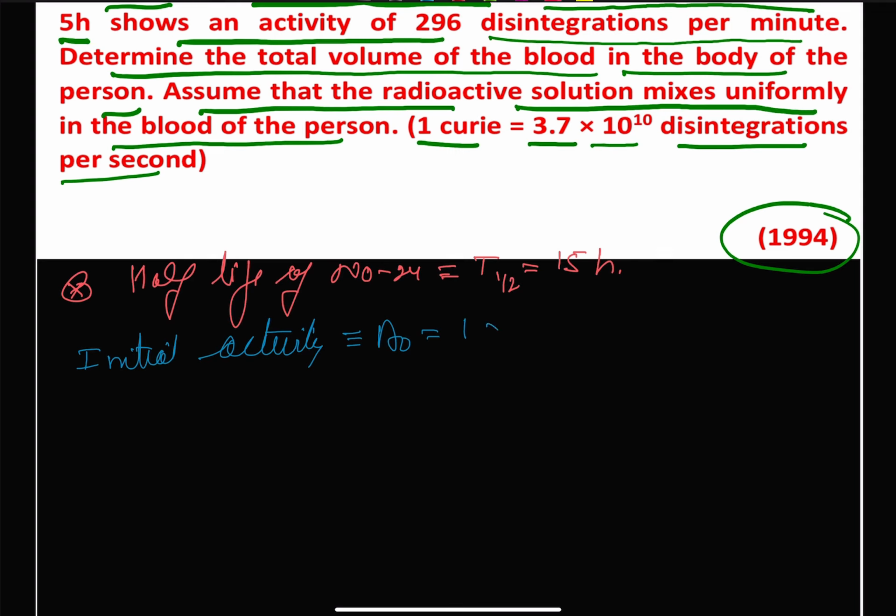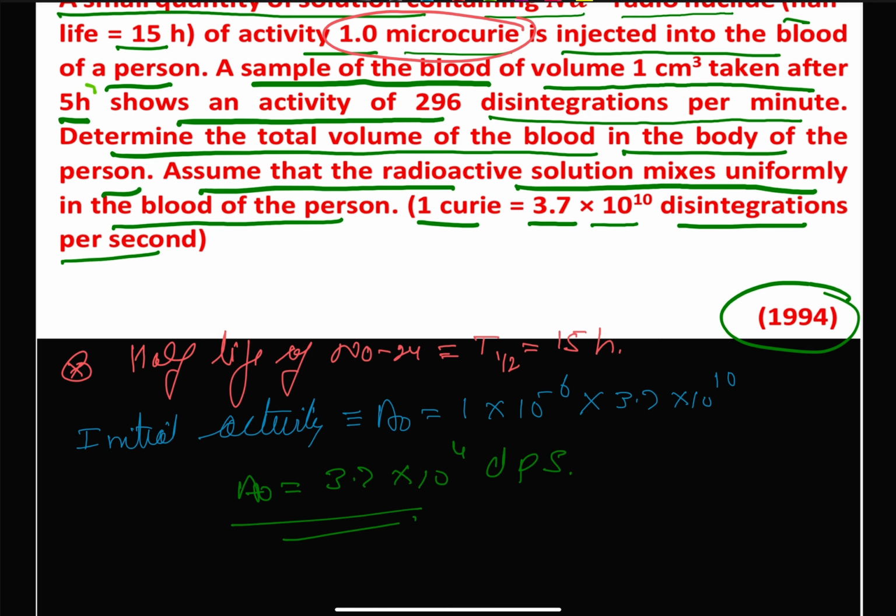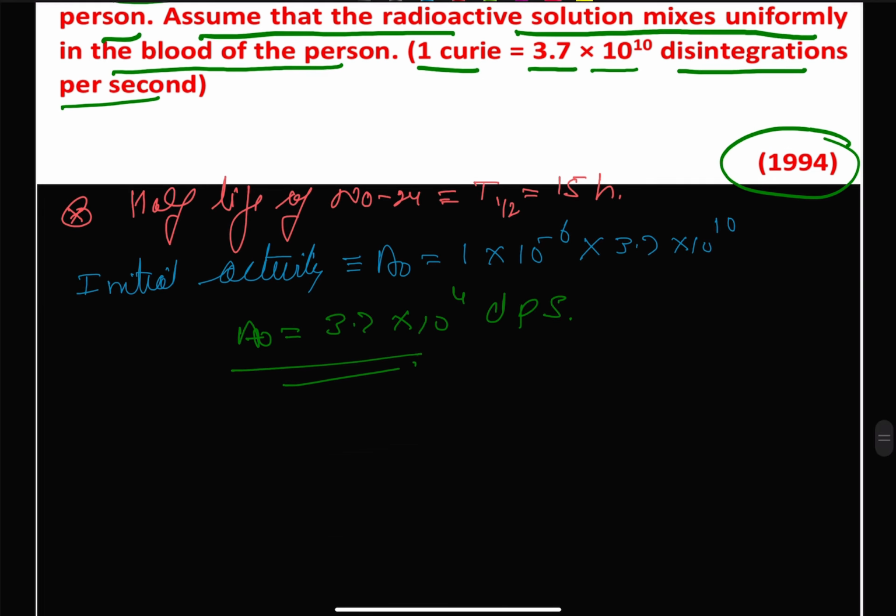and this will be equal to, in terms of disintegrations per second, 1 into 10 to the power minus 6 curie multiplied by 3.7 into 10 to the power 10 disintegrations per second. So we get our A naught will be equal to 3.7 into 10 to the power 4 disintegrations per second, and we are given that the sample is taken after 5 hours. So it means the value of t is 5 hours.